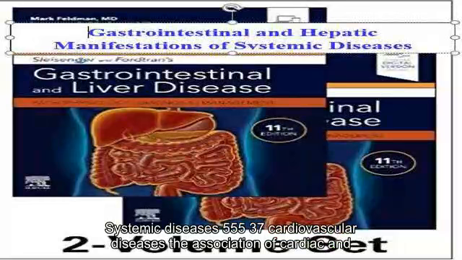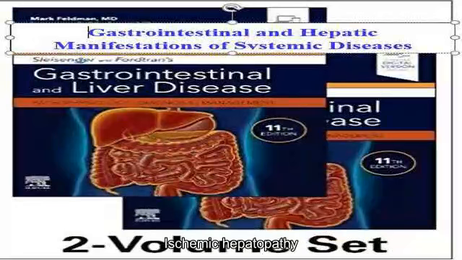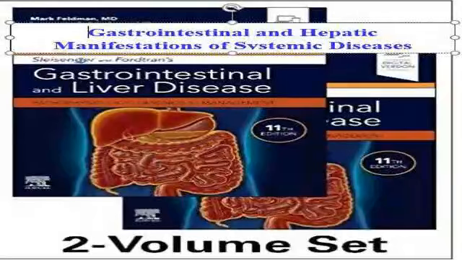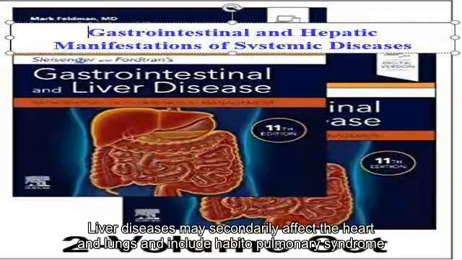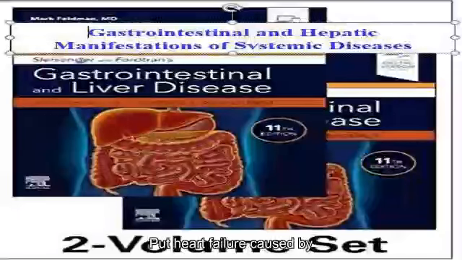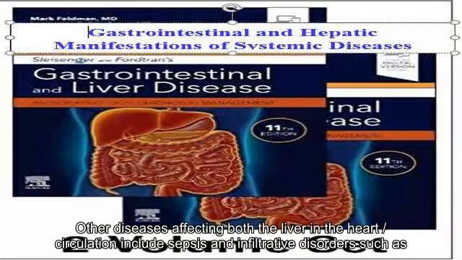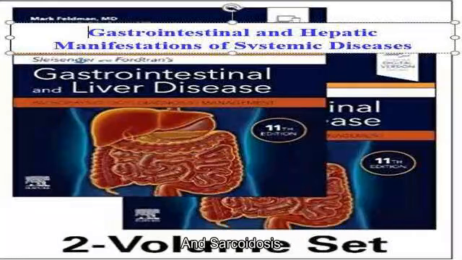Chapter 37, Gastrointestinal and Hepatic Manifestations of Systemic Diseases. Cardiovascular diseases. The association of cardiac and liver disease can occur in several settings. Heart diseases may secondarily cause congestive hepatopathy, ischemic hepatopathy, or even cardiac cirrhosis with ascites. Liver diseases may secondarily affect the heart and lungs and include hepatopulmonary syndrome, portopulmonary hypertension, pericardial effusions and cirrhosis, cirrhotic cardiomyopathy and high output heart failure caused by intrahepatic arteriovenous fistulae in the non-cirrhotic liver, as in Osler-Weber-Rendu. Other diseases affecting both the liver and the heart/circulation include sepsis and infiltrative disorders such as hemochromatosis, amyloidosis, and sarcoidosis.